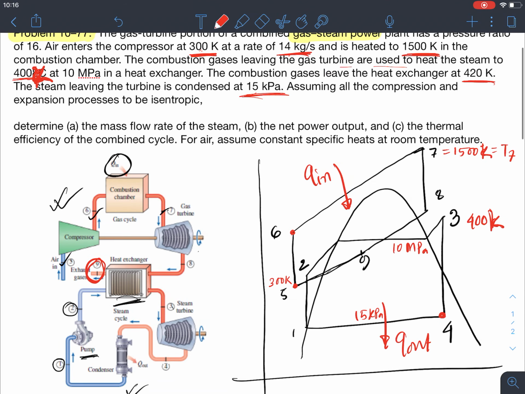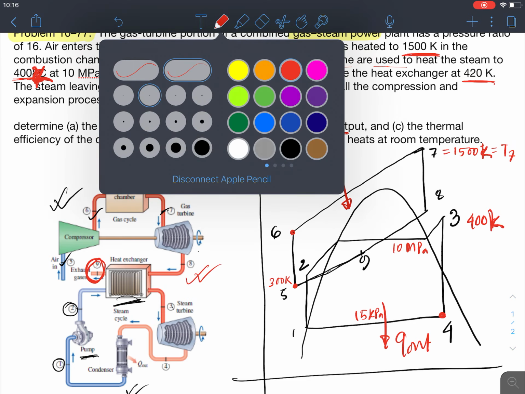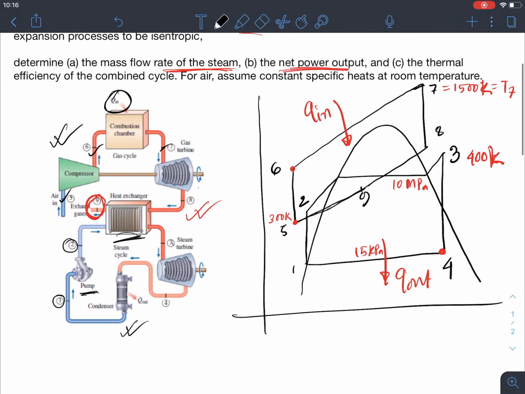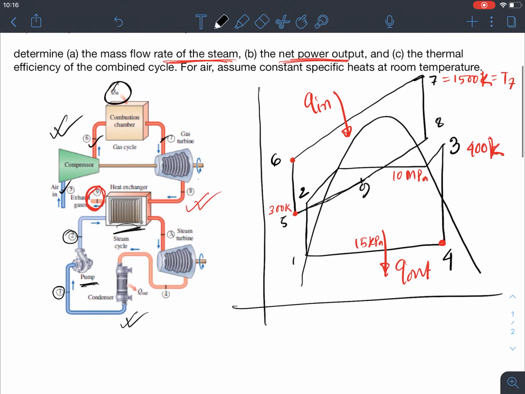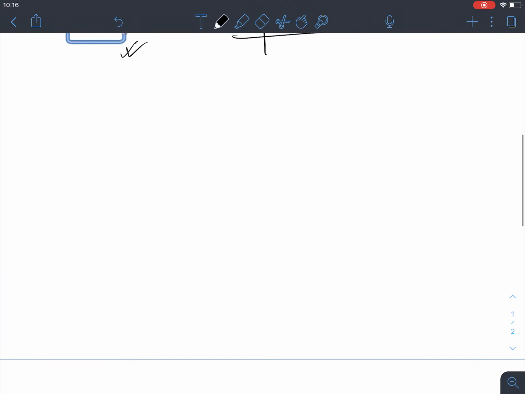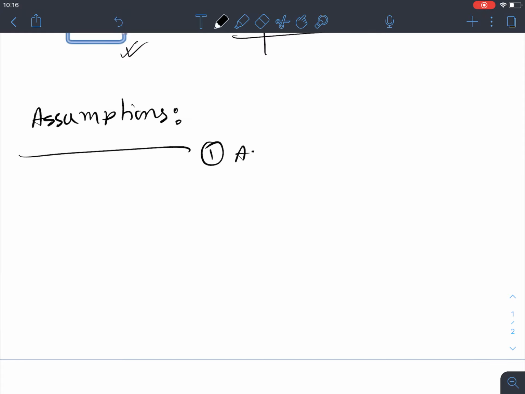Now they're asking us, number one, what is the mass flow rate of the steam, and number two, the net power output of this cycle and the thermal efficiency of this combined power cycle. So we'll analyze this cycle one by one. First we'll analyze the top portion, which is the gas power cycle, 5, 6, 7, 8 and 9. So let's take a look at the gas power cycle. The assumptions for this problem are: number one, air standard assumption.